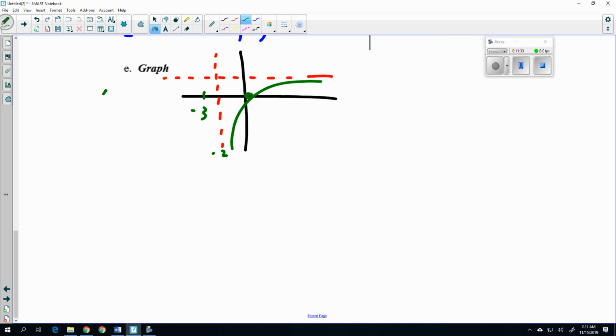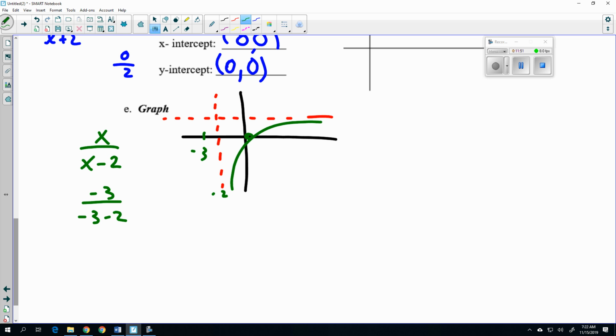So I'm going to plug it into my function. And what do I get when I plug it in there? All I care about is if it's negative or positive. That's all I care. Negative in the numerator. What's in the denominator? Negative 3 minus 2. Is it also negative? What's a negative divided by a negative? So I got a problem. Is it going to be in this section or in that section? What do you think?